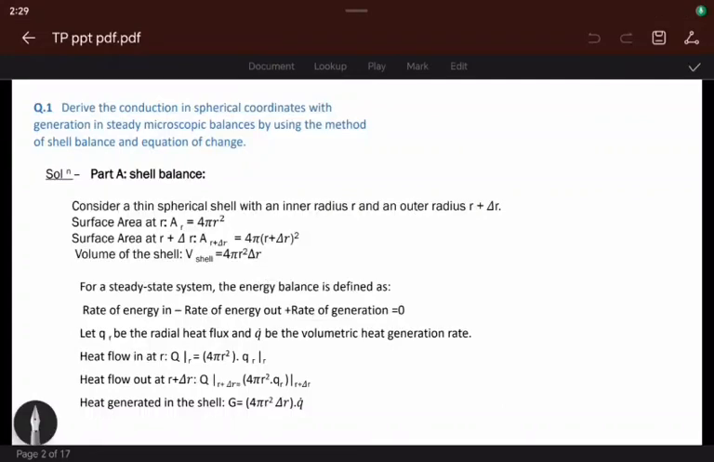So hey everyone, in this video we will discuss our assignment topic, that is conduction in spherical coordinates with generation in steady microscopic balance. So our first question is here. We have to derive the conduction in spherical coordinates with generation by shell balance method and equation of change method. So the first part we will do by shell balance method.